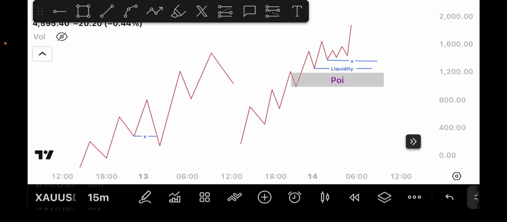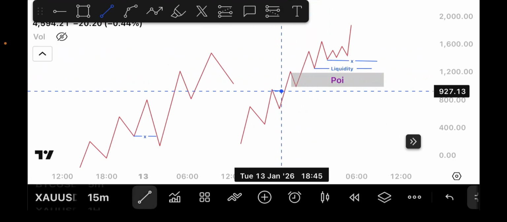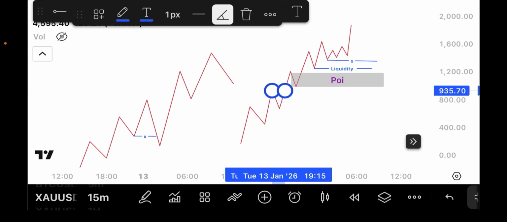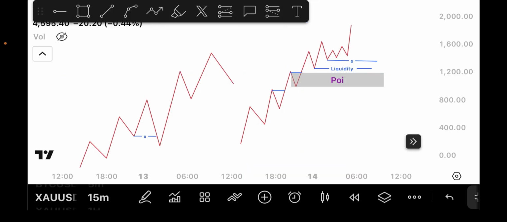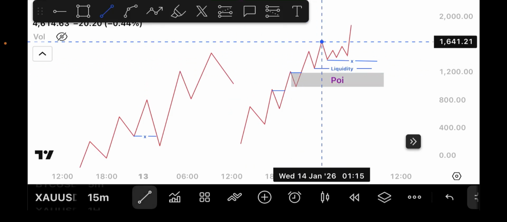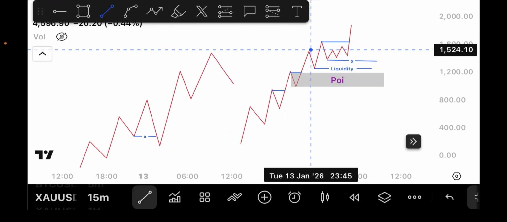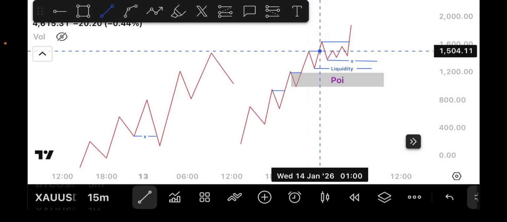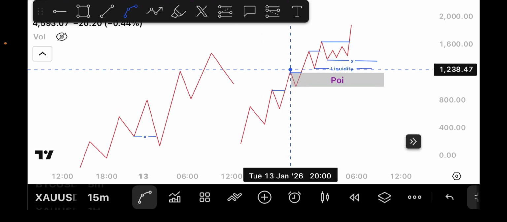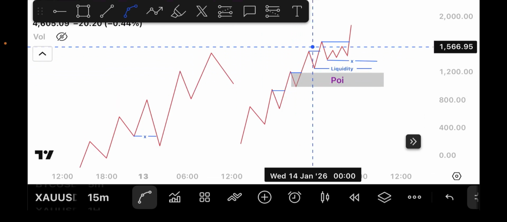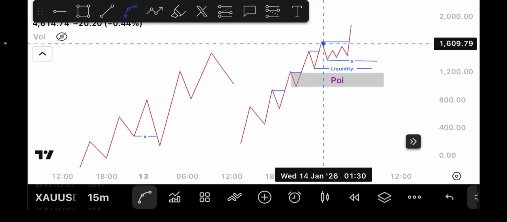Then where is our break of structure here? We started having our break of structure from here. We have another one here, another one here, and also another one here. The break of recent high. If you look at this chart, this is our first high here, but we break the high and here becomes our next high. Then we break the high again. This is our new high.